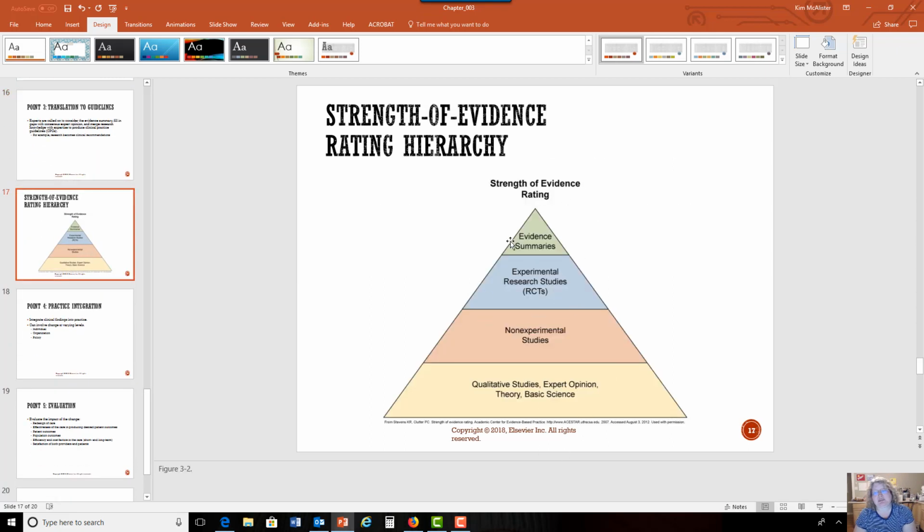And this is just a picture of evidence summaries, of the strength of evidence. You have your evidence summaries, research trials, non-experimental. This is experimental, non-experimental, and then qualitative. If you remember, qualitative is the type of research where you're looking for themes, and you may be doing a lot of interviews and talking and sitting down with people and trying to get ideas and find out what the impact of things are. And qualitative studies are often used then to determine where we should go with non-experimental or experimental studies.